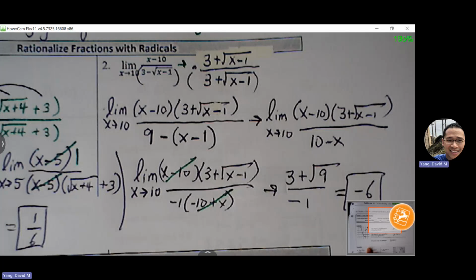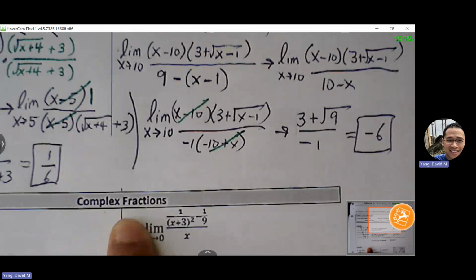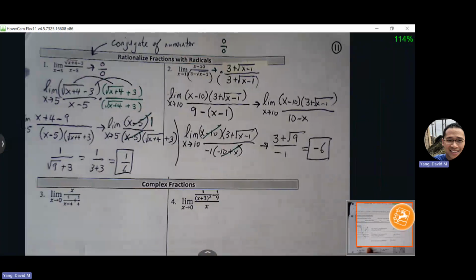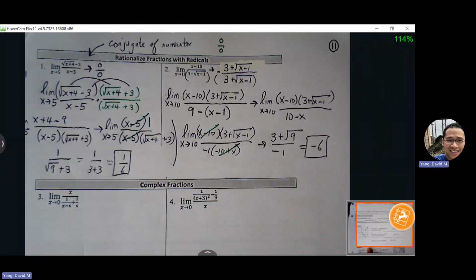Okay, I'm running out of time here. Try your best with the homework. I didn't get a chance to get to complex fractions. I'll do that tomorrow. I'll also have help sessions in the morning tomorrow, 7:45.